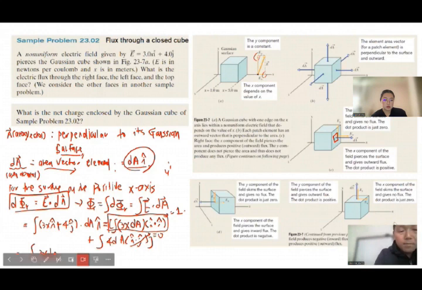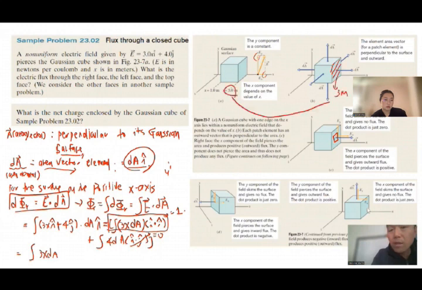You can see that 3x is a constant value that can be taken out of the integral, because on this face of the cube, x is 3 meters everywhere. The x value is not varying over the surface, so it can be taken out of the integral. Then you have the integral of dA, which is the area of this face of the Gaussian cube.